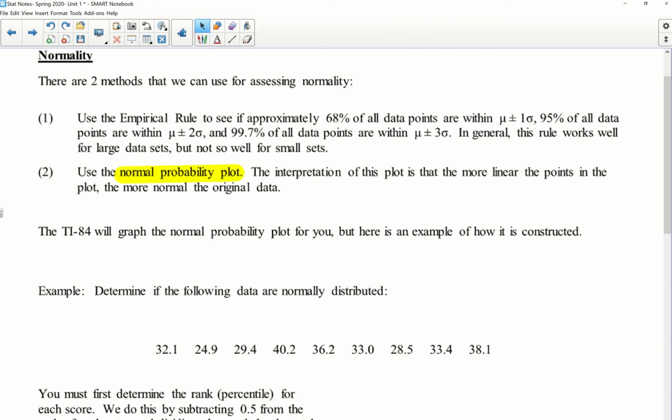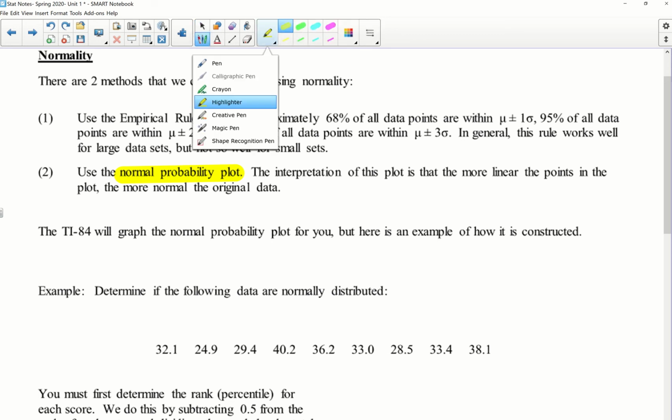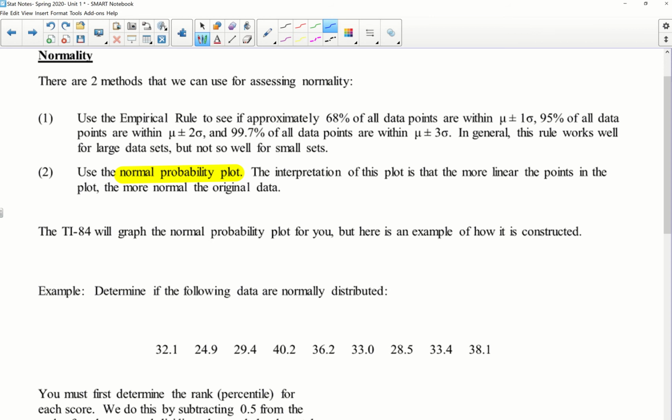Right? The interpretation of the plot, once we create it, is the key to everything. And a little statement here: the more linear the points in the plot, the more normal the original data. It's going to be pretty weird, because when you think about something being a normal bell-shaped curve, you would not necessarily think that we'd be looking for the graph of a line to prove that. But that's exactly what we're looking for.